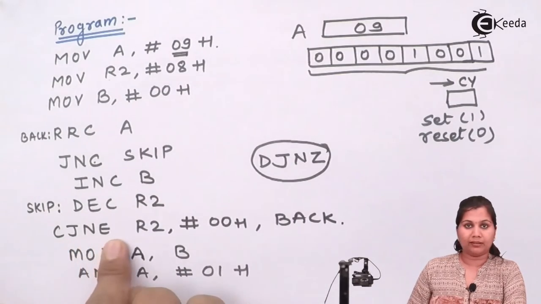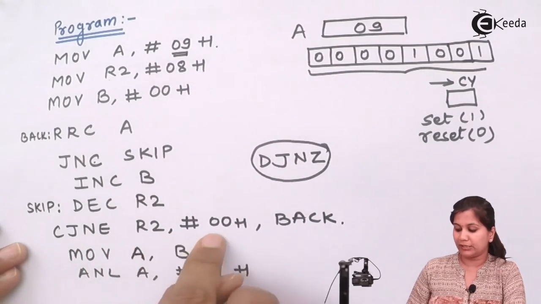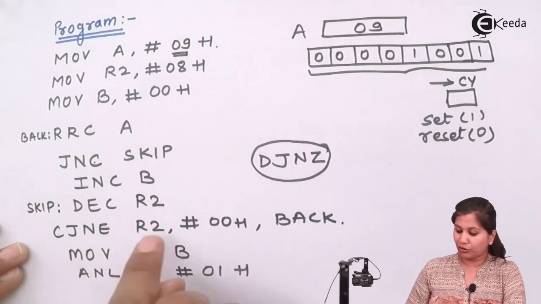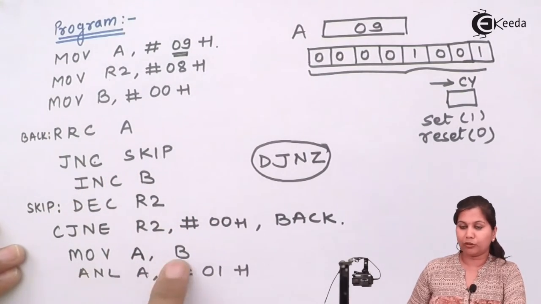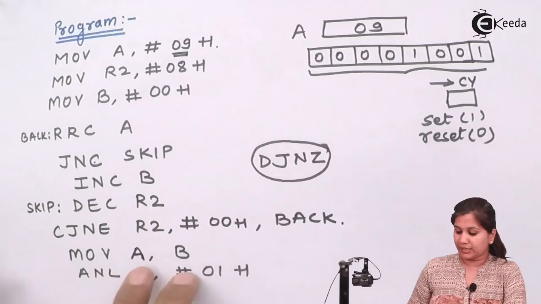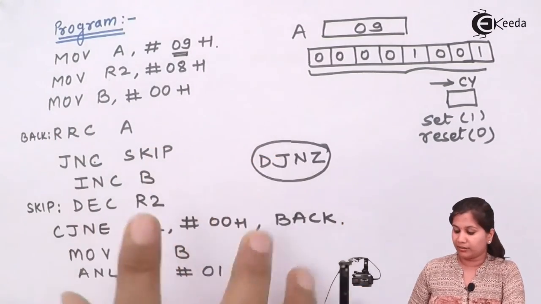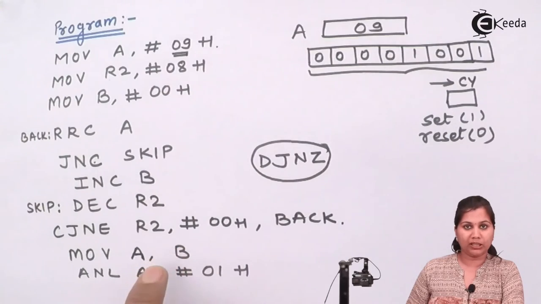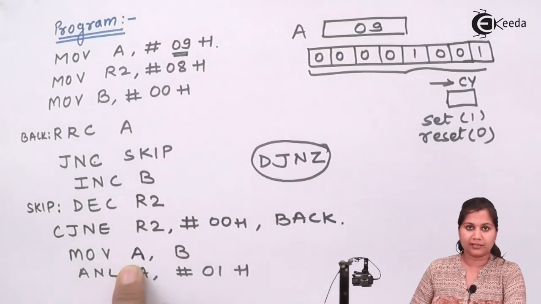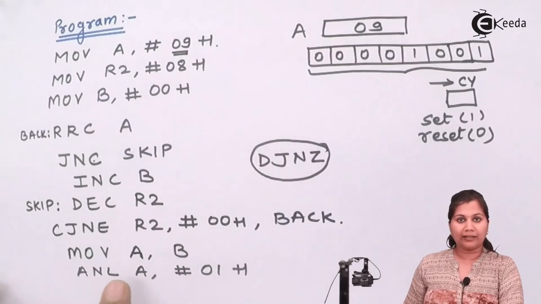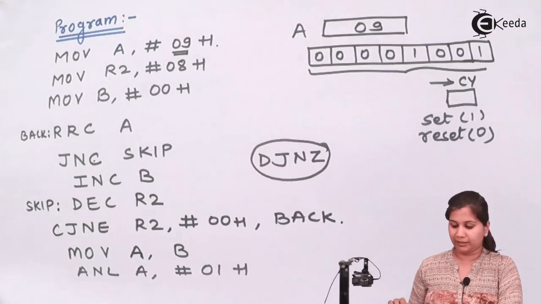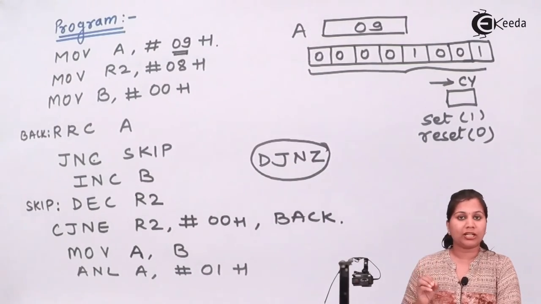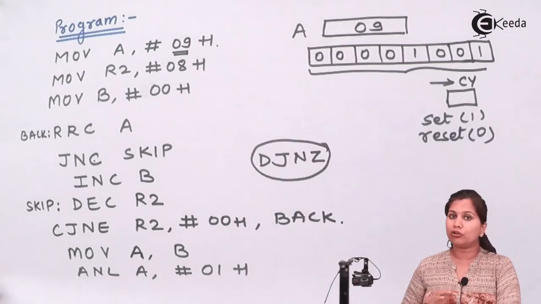After that, we will compare whether R2 is equal to 00 or not. If it is not equal, then it is going to jump back and repeat the process. If it is 0, then it will move to the next instruction. In the next instruction, when all the bits have been checked, the number of ones present in the B register will come to the A register. Now this A register will be ANDed with the immediate data 01. When they are ANDed, if the number has even parity, then the result will be 0. If the number has odd parity, then the result will not be 0.